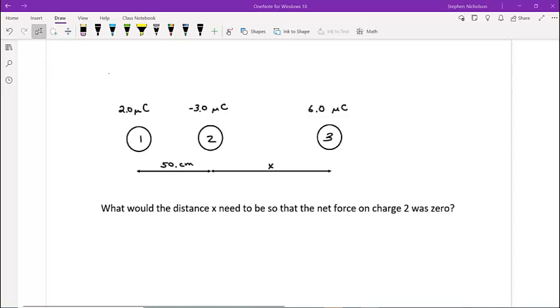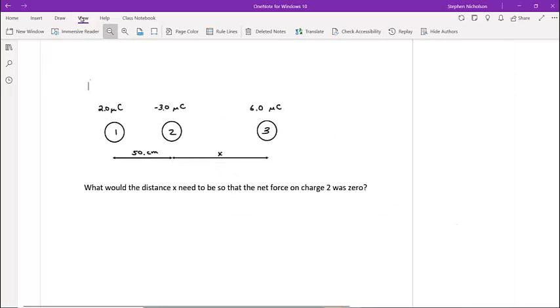Okay, so this is the solution for the Coulomb's law question. If you look at the magnitude of the force between charges 1 and 2, that's going to be equal to K times Q1 times Q2 divided by R12 squared. And we're just dealing with the magnitudes here.